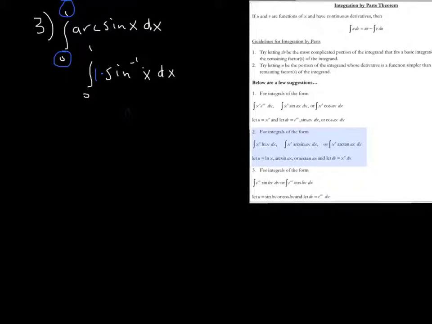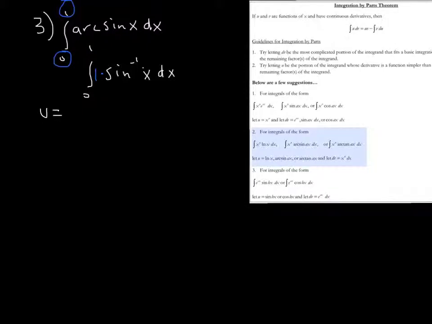But let's suppose we didn't have that, and you said I'm going to let dv equal inverse sine of x dx. But then you try to integrate that and you say, well, wait a second, I know what the derivative of the inverse sine of x is, but I'm not quite sure what the integral of inverse sine of x is. And that's where you get stuck and you realize, okay, maybe that's not the right way to go for this problem. Maybe I should let u equal the inverse sine of x, which is what we're going to do.